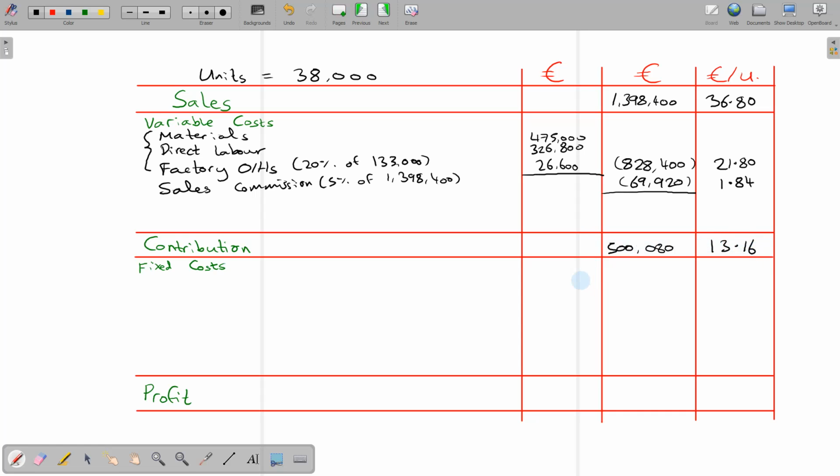So we need to know all of these things going forward. Now, what are my fixed costs? We have factory overhead, which is now 80% of 133,000. We have selling expenses, which is going to be less sales commission.